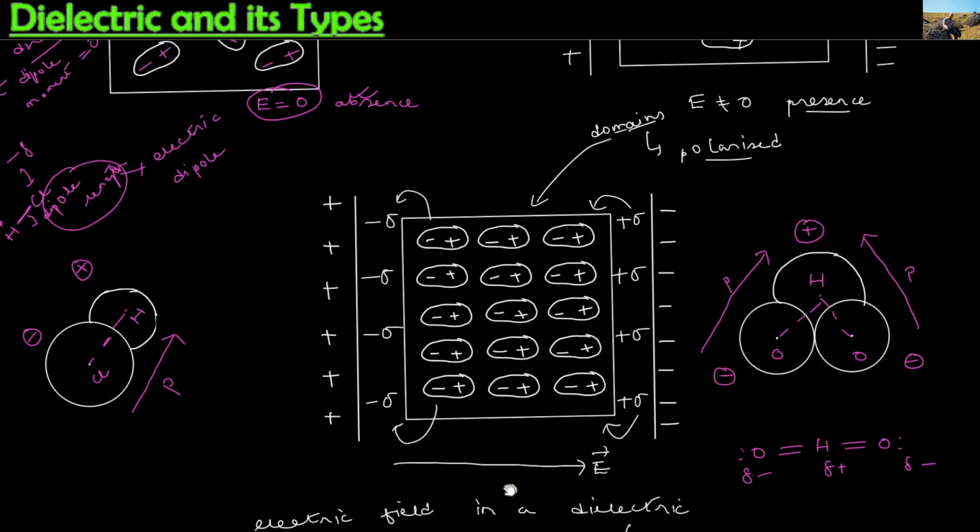There are two types of dielectrics. Number one is nonpolar dielectrics, where the center of the positive and negative charge coincide. And in polar dielectrics, the centers of the positive and negative charge are separated by a finite distance.